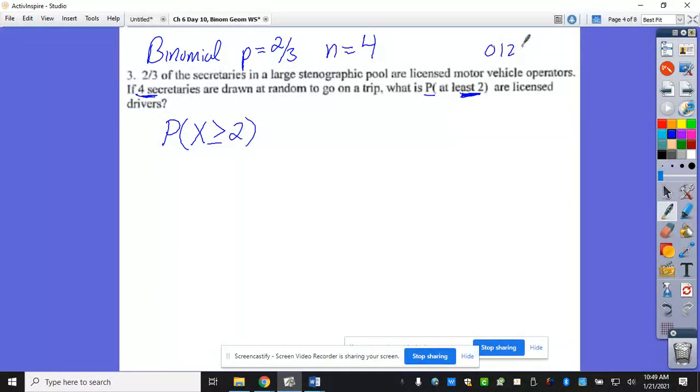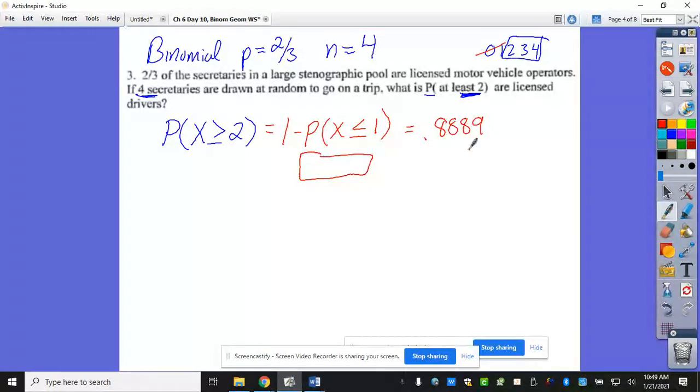so 0, 1, 2, 3, well, I guess I could just write 4. I'm circling, I want which numbers? So I don't want through here. So 1 minus the probability that X is less than or equal to 1. And then you should end up getting 0.8889 as your answer. I would want to see this number written out too, but I don't have that written on my paper.